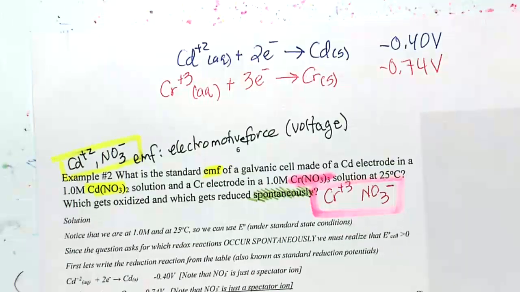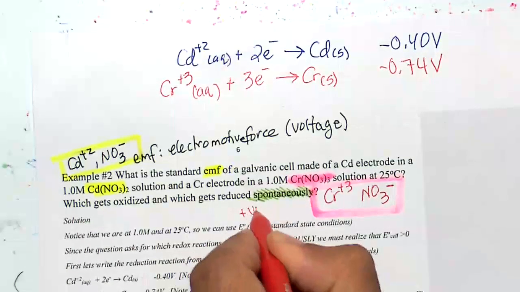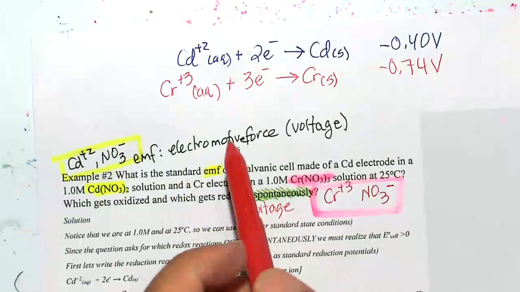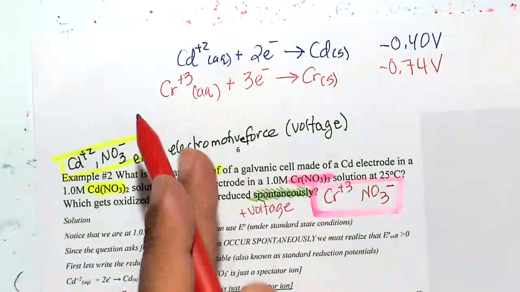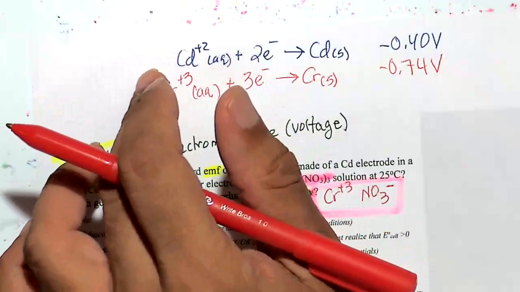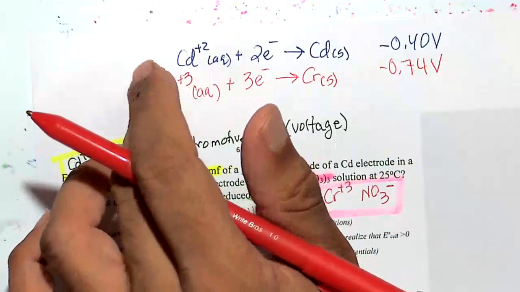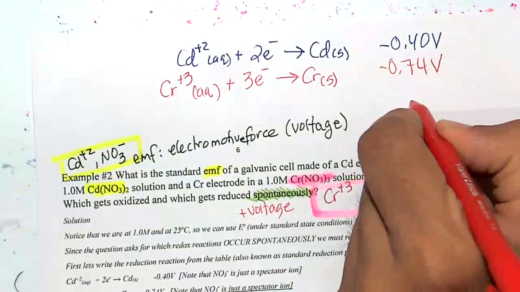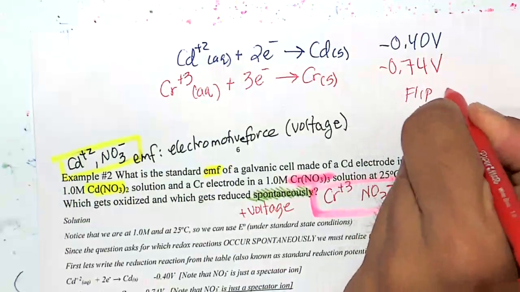We want it to be spontaneous. Okay, so spontaneous should tell us that this should happen on its own. So that means a positive voltage. So which one should we flip? The blue one or the red one? The blue cadmium or the red chromium? Okay, we will flip the bottom reaction.